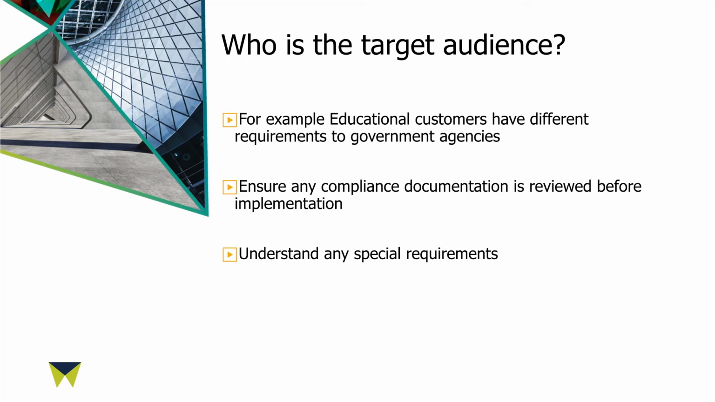Understand any special requirements. You may have a customer who has 10 different departments. One of them needs to be unrestricted and the rest need to be fully locked down. So you just need to understand if there are any specific special requirements, because when you go to create the policies, you don't want to create one generic policy for the users, you'll need to create several of them.